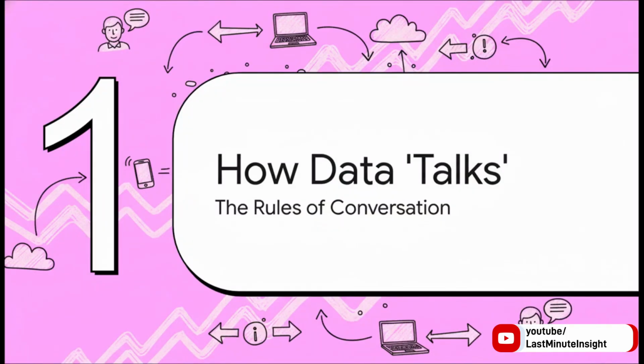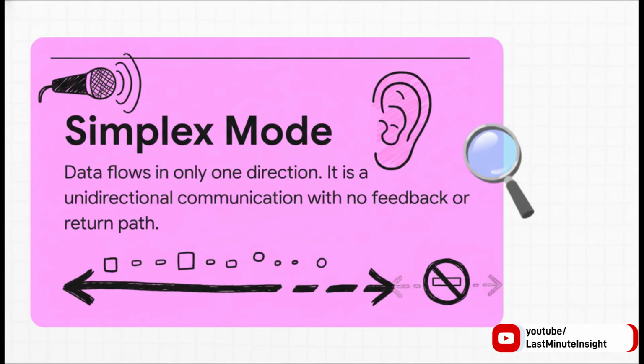Okay, first things first, we have to understand that data, kind of like people, has different ways of talking to each other. It really all boils down to the direction of the conversation. These are called transmission modes, and there are three main types that, believe it or not, you use every single day.